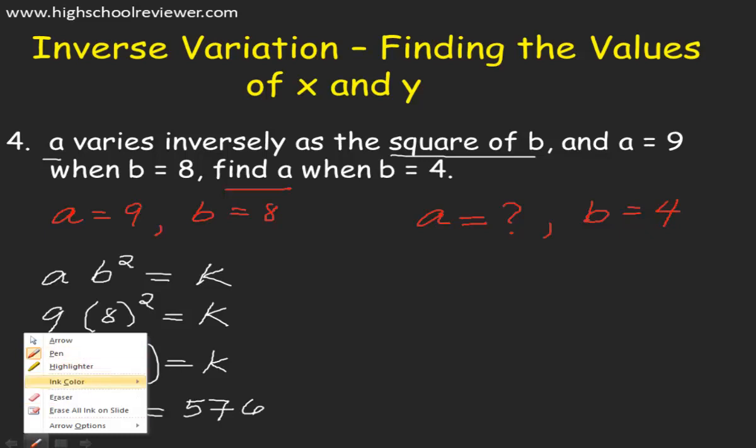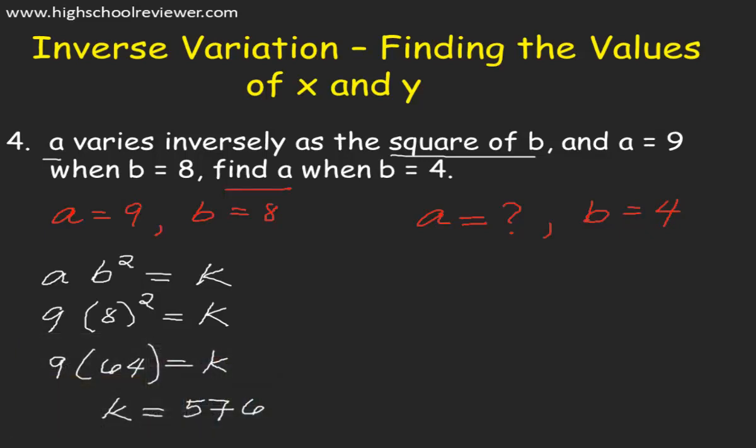We will use the same equation, and that equation is a multiplied by b squared equals k. Our a is the unknown, and our b is 4. So this will be a times 4 squared equals k, which is 576. So this is 4 raised to the power of 2, since it is b squared.